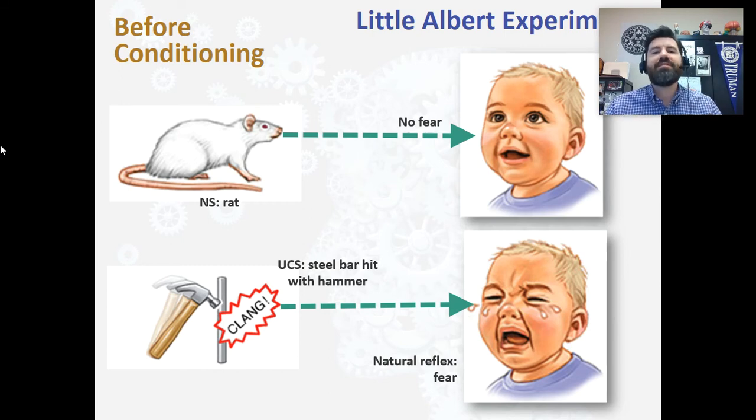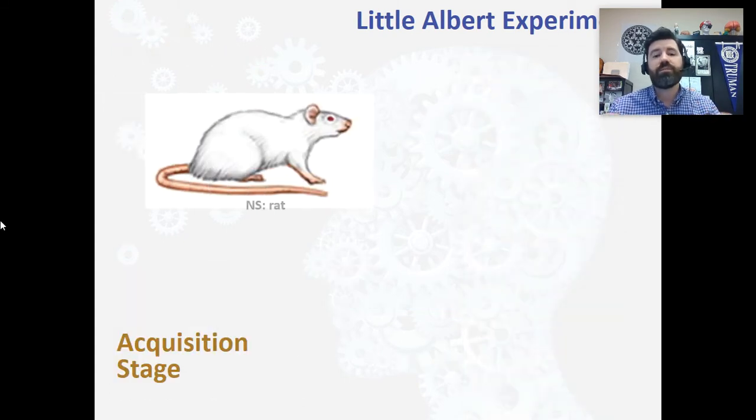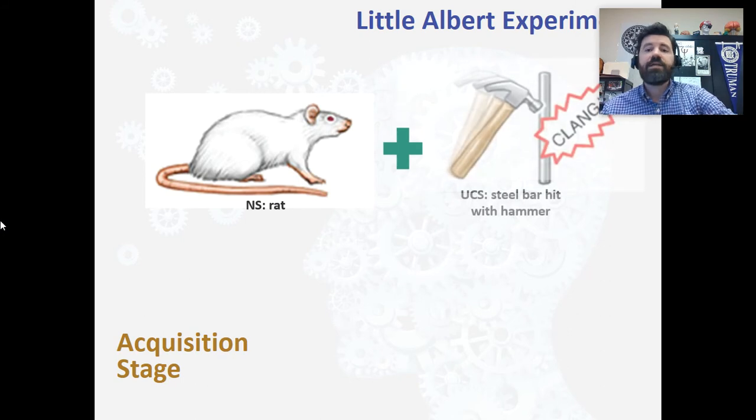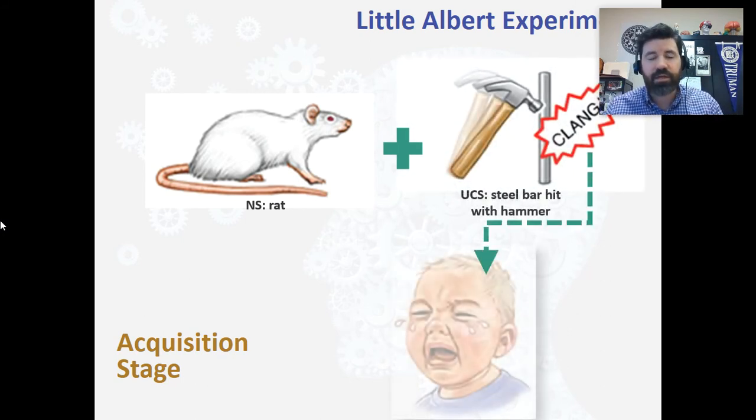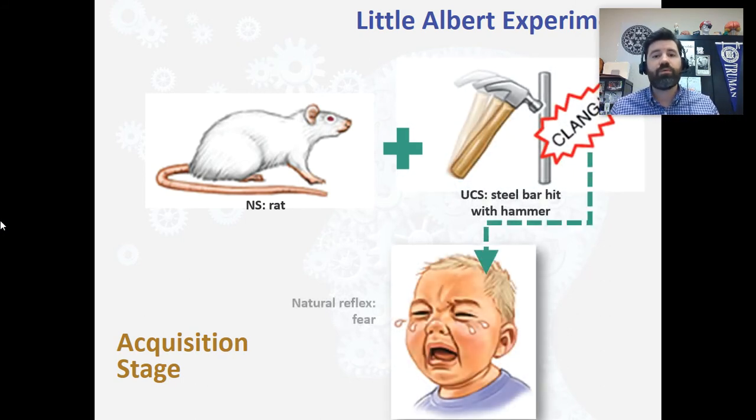So what John Watson did next was he started to pair together the stimuli. You can see the stimuli on the screen. The neutral stimulus of the rat, the unconditioned stimulus of the loud noise. And so John Watson would pair them together. He'd give him the white rat, and then he'd make this really loud sound, and the result was little Albert would be afraid. This was the acquisition stage.